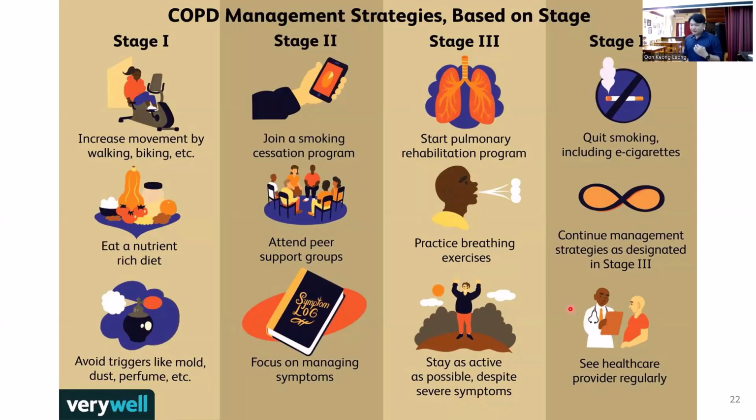Stage 3 will be to start your pulmonary rehabilitation program. Do breathing exercises, and stay as active as possible, even if you have breathlessness or severe symptoms. Stage 4, quit smoking, including e-cigarettes. Continue management as in stage 3 and see your doctor regularly.